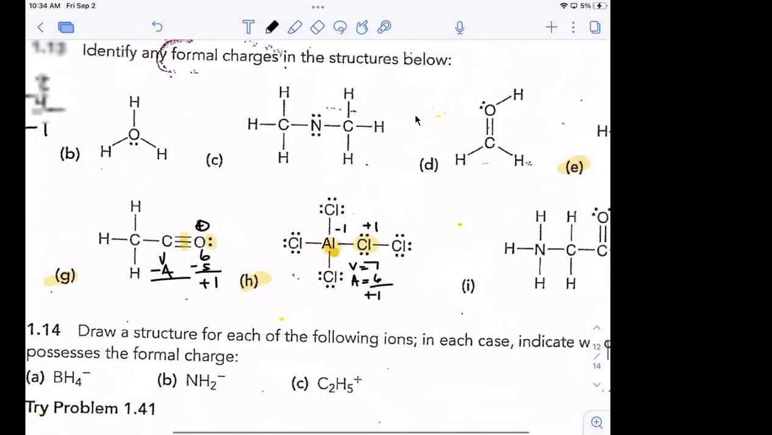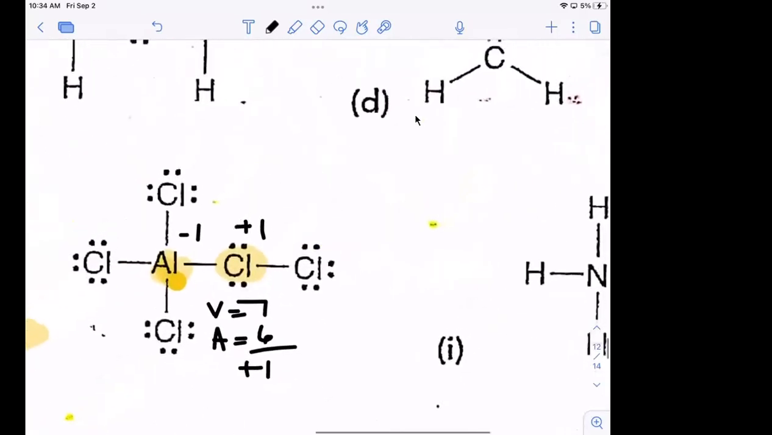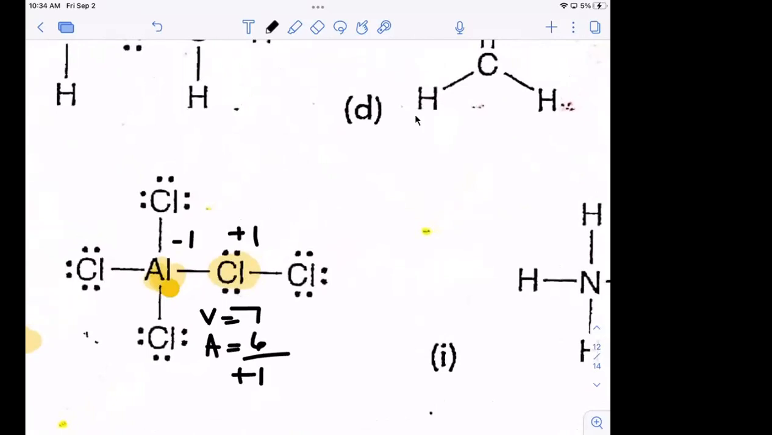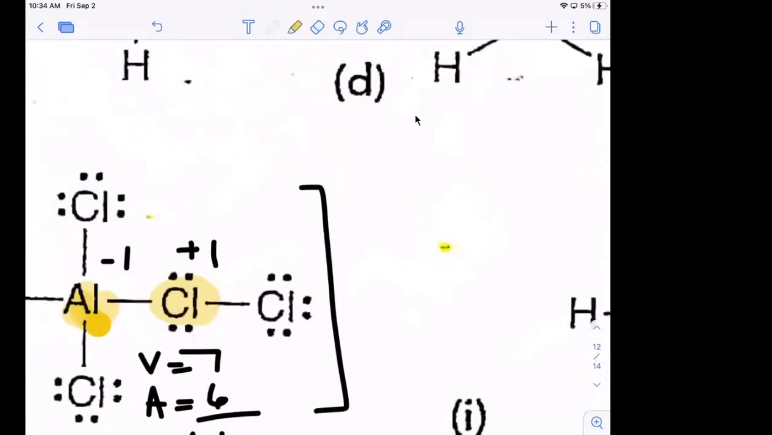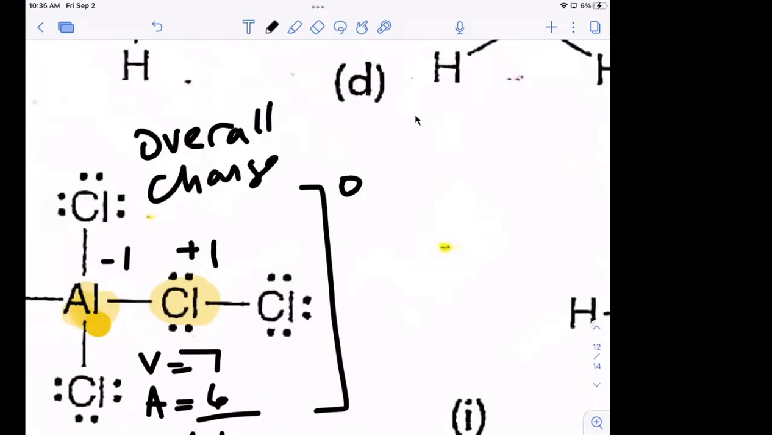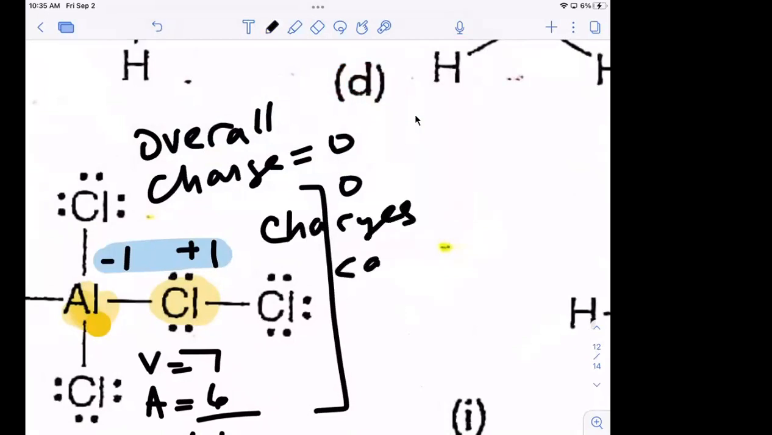But this is a good example. What's the overall charge on that molecule? If the aluminum is -1 and the chlorine is +1, what's the overall formal charge? It's neutral. Good. Excellent. Overall charge is 0 because the charges are going to cancel out. Just going to highlight this. So those charges will cancel.